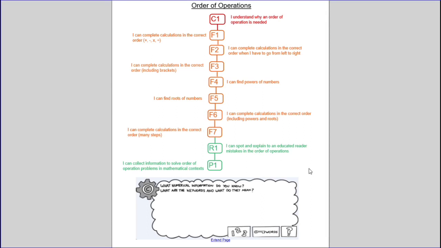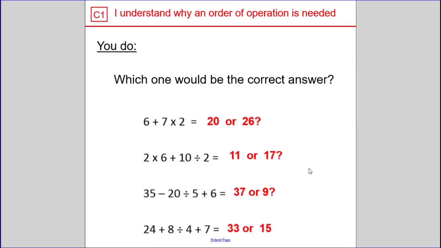Pause the video here so that you can read the outcomes and familiarise yourself with what we're going to be covering in this unit. We're now going to be starting with C1. I understand why an order of operations is needed.